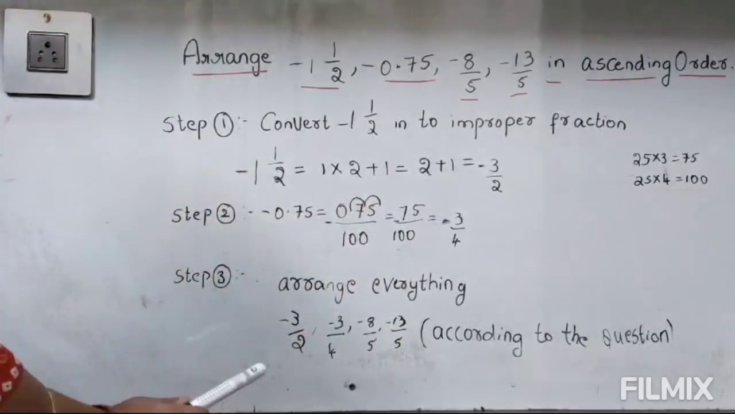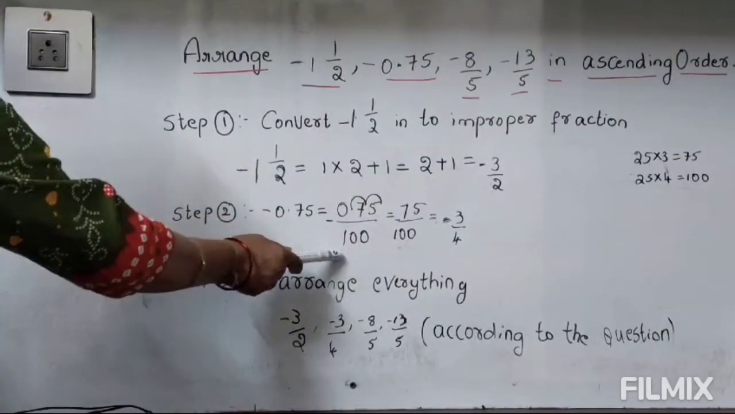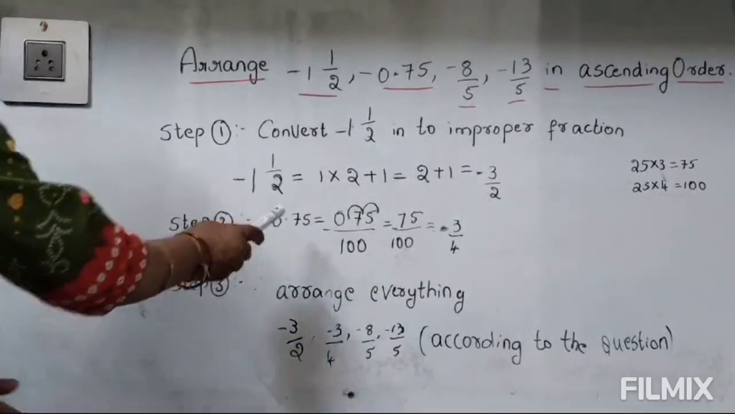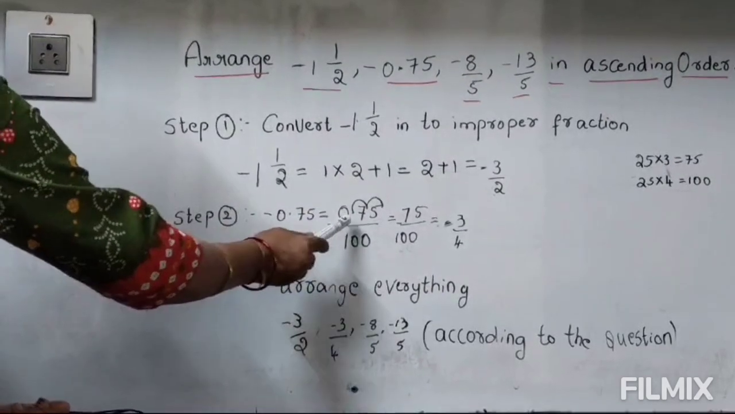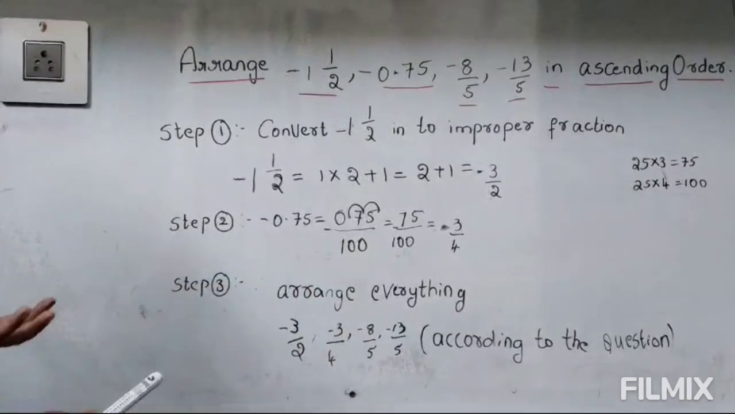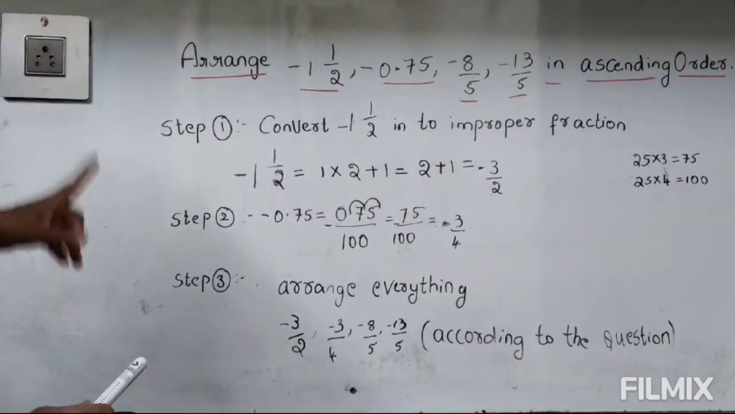I think you people are clear with this. I am repeating this again. How to convert it into a fraction: if this is the question, 0.75 by, if nothing is there, you have to consider it as 1.